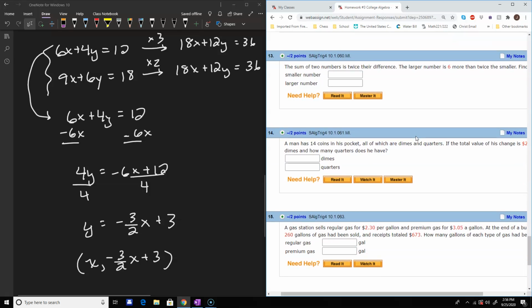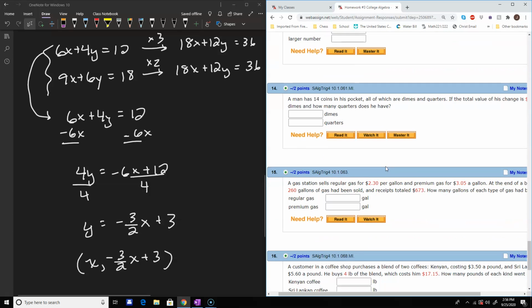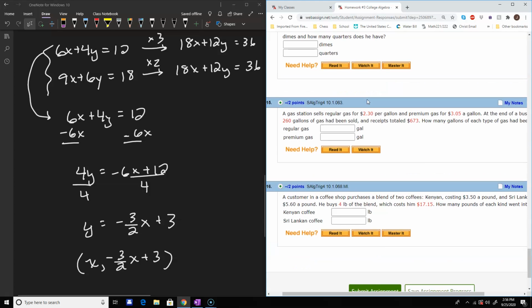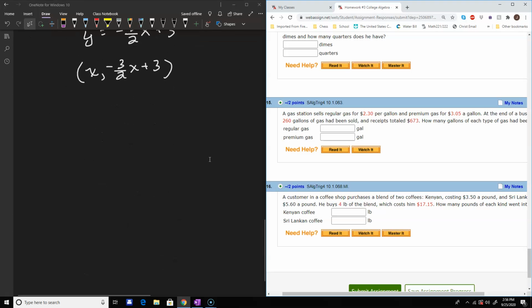So let's look at a couple of these word problems at the end. We'll go through 2 of them. How about the last 2? So essentially what happens is these word problems will reduce to systems of equations. That's why they're in this section.